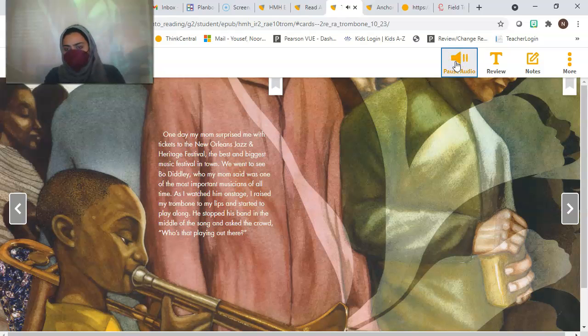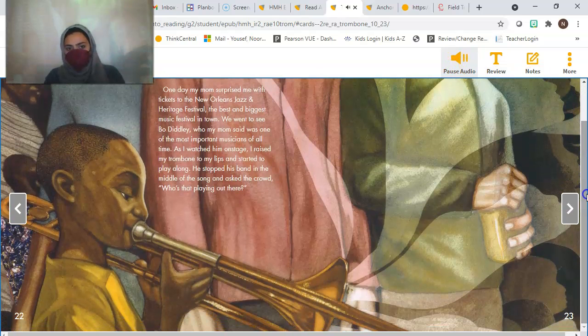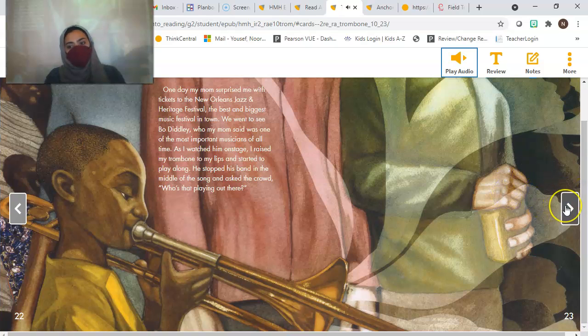One day, my mom surprised me with tickets to the New Orleans Jazz and Heritage Festival, the best and biggest music festival in town. We went to see Bo Diddley, who my mom said was one of the most important musicians of all time. As I watched him on stage, I raised my trombone to my lips and started to play along. He stopped his band in the middle of the song and asked the crowd, "Who's that playing out there?"